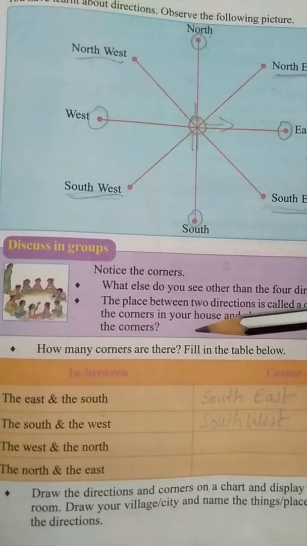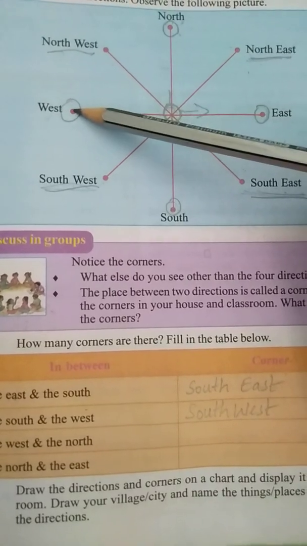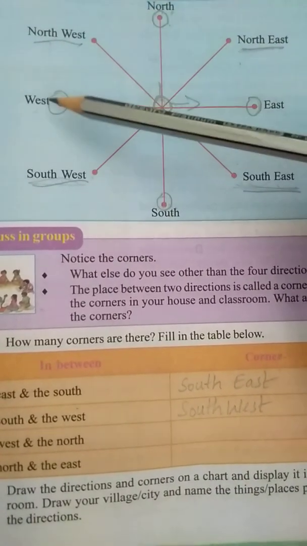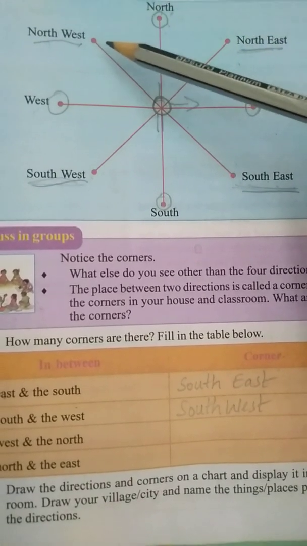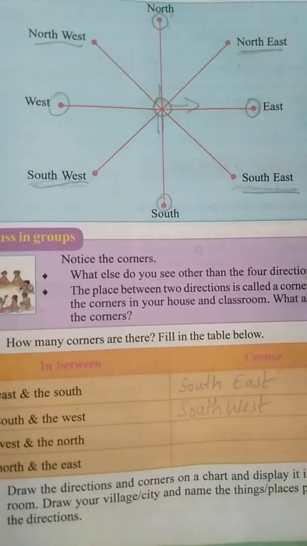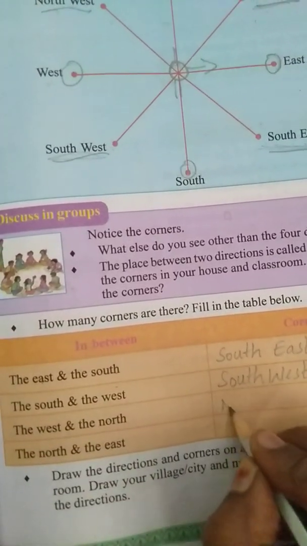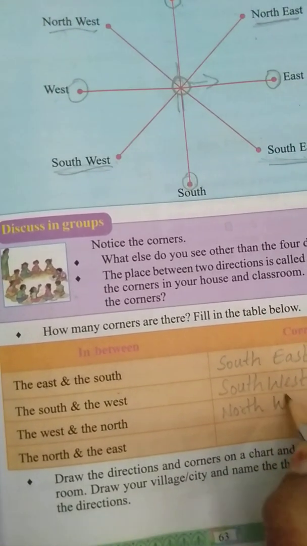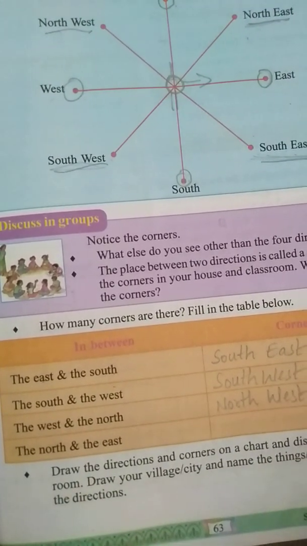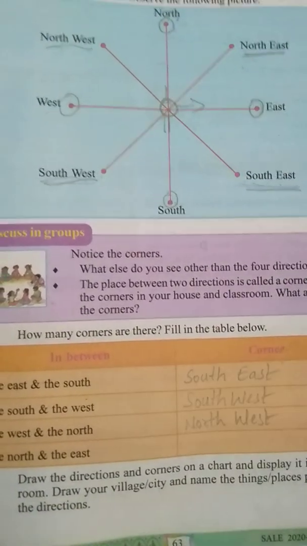The west and the north. Where is the west? Yes, it is here, west and the north. Between these two directions, which corner is given here? Yes, it is northwest. So here we have to write northwest, N-O-R-T-H, north, W-E-S-T, west, northwest corner, which is in between the north and the west.